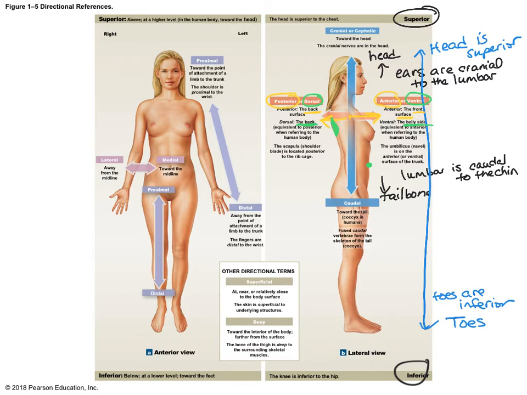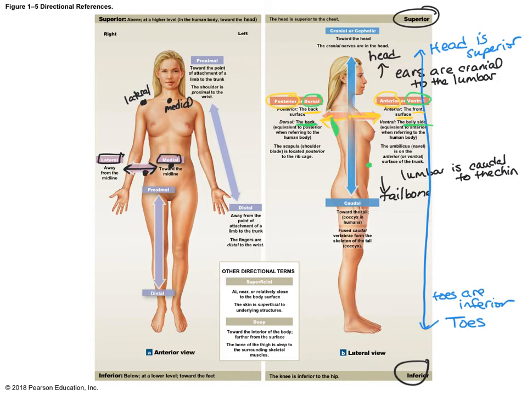Now let's take a look at the picture on the left. So on the left we see terms called medial and lateral. Medial is the direction when you're moving towards the midline. If something is closer to the midline, it is medial. Lateral means away from the midline. So anything that's away from the midline of the body would be lateral. So, for example, the shoulder is lateral to the breastbone, and the breastbone is medial to the shoulder. The umbilicus is medial to the hip, but the hip is lateral to the umbilicus.